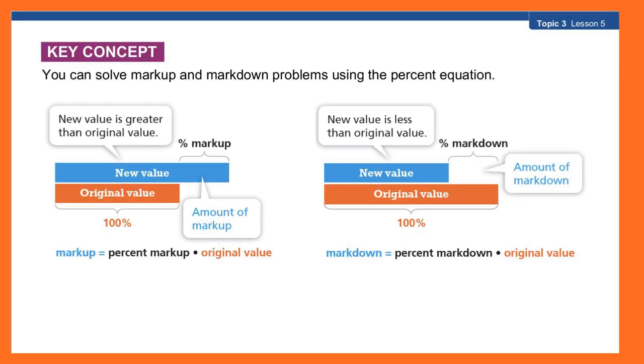This is your key concept on page 176. So the one thing I really want you to understand is that markup is going to increase the price of something and markdown is going to decrease the price of something. So in markup, we are going to add things together, and in markdown, we will subtract.